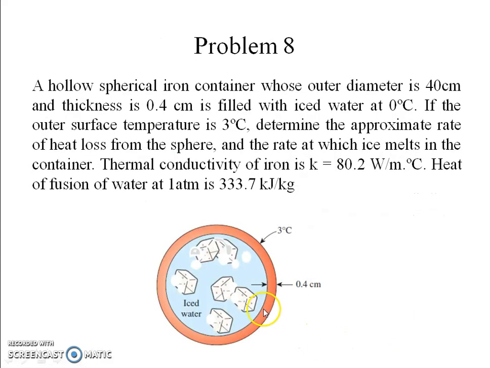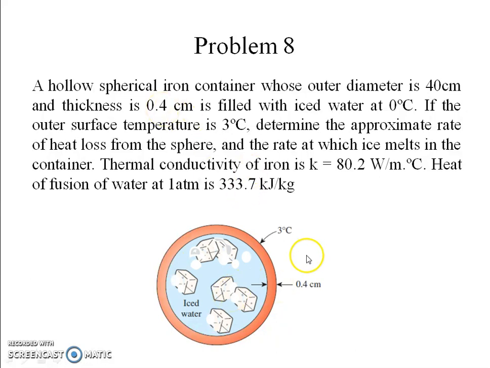Okay, next let's proceed to problem number 8. Problem number 8 is a hollow spherical iron container whose outside diameter is 40 centimeter and the thickness of this container is 0.4 centimeter. So this thickness is 0.4 centimeter. Now this spherical container is filled with ice and water which is maintained at 0 degree.